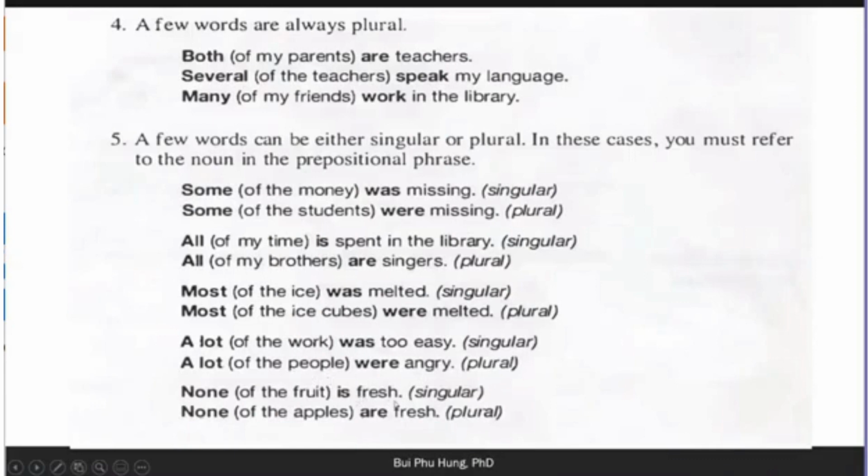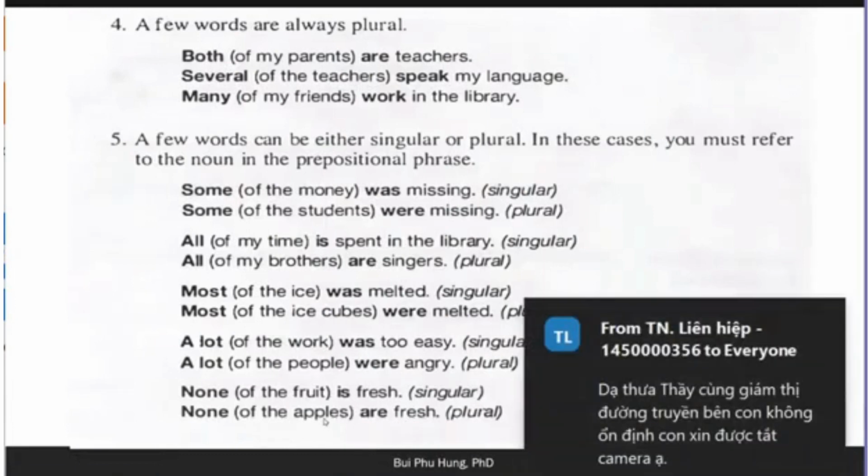None of the fruit is fresh, uncountable. In American English, you can say fruit is plural if you put an S here. But in British English, fruit is considered an uncountable noun. So none is singular. None of the apples are fresh. So apples is plural, none is also plural. Are is plural.